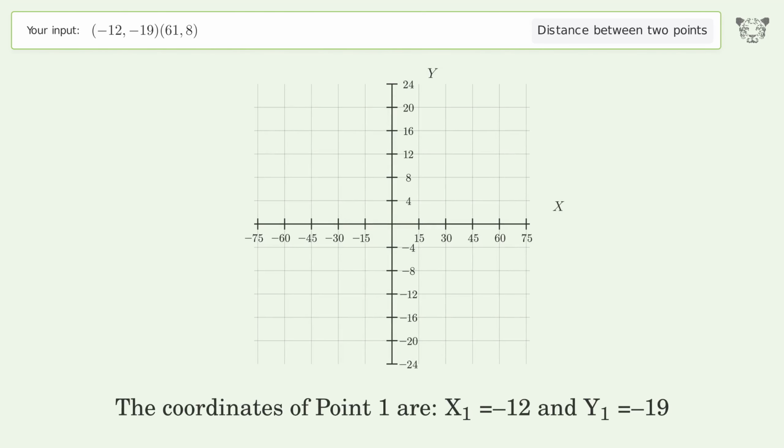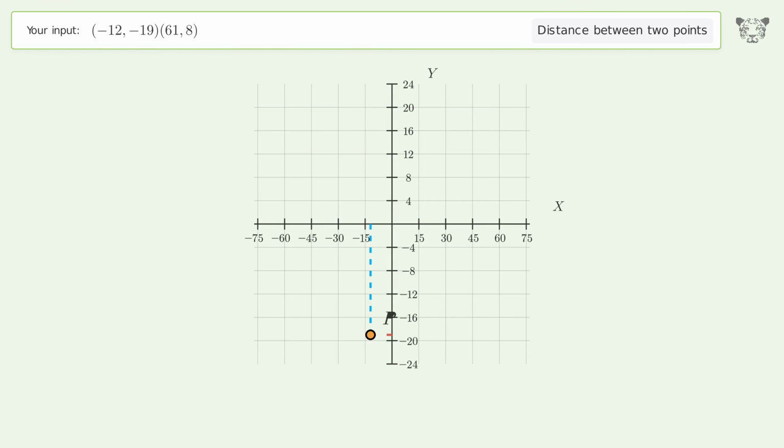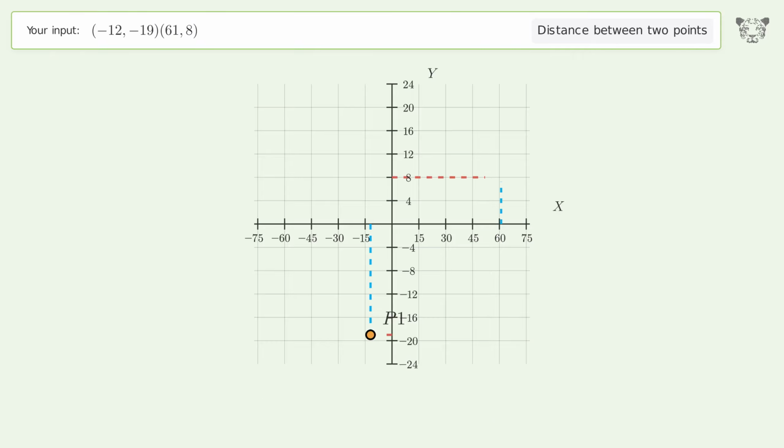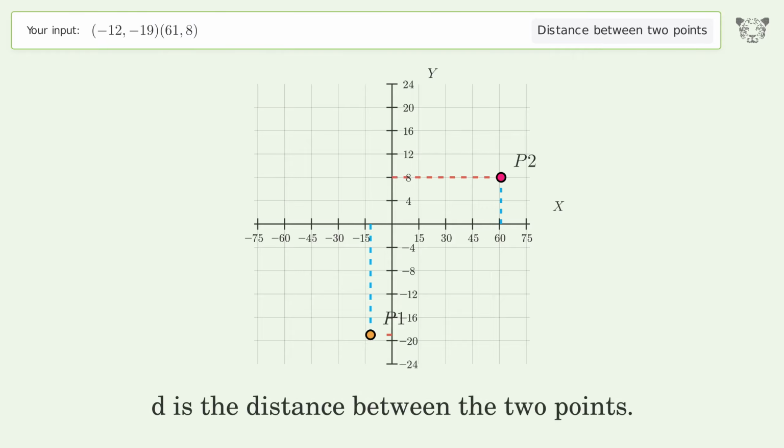The coordinates of point 1 are x1 equals -12 and y1 equals -19. The coordinates of point 2 are x2 equals 61 and y2 equals 8. D is the distance between the 2 points.